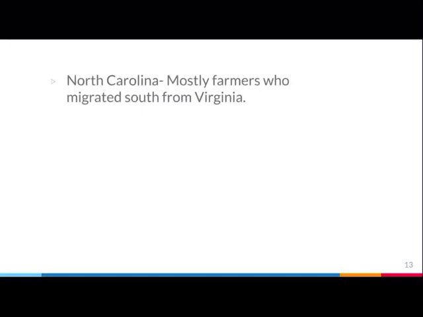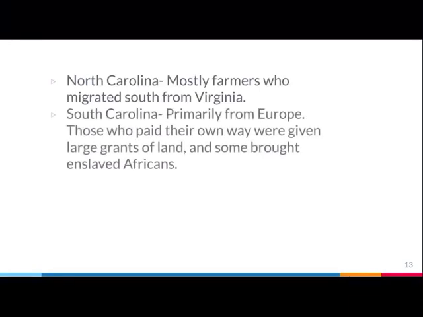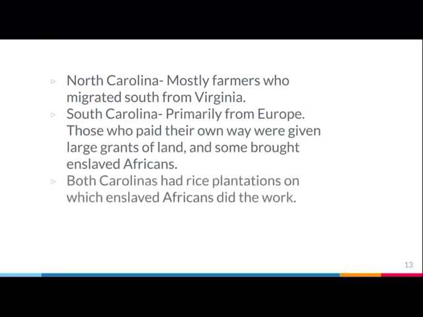In North Carolina, mostly farmers migrated south from Virginia. These were small farms still, not the huge plantations like we start seeing in South Carolina. A lot of people in South Carolina were coming from Europe. If they paid for their own way, they were given large grants of land, which eventually did turn into plantations, and some even brought enslaved Africans with them to work on that land. Both Carolinas had rice plantations, and a lot of these enslaved Africans were doing the work on these rice plantations.